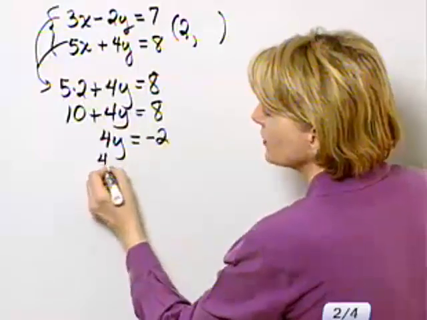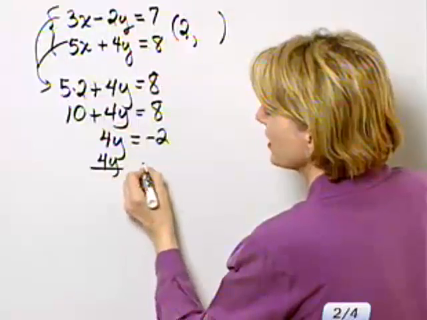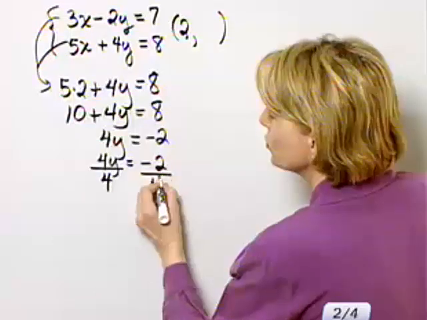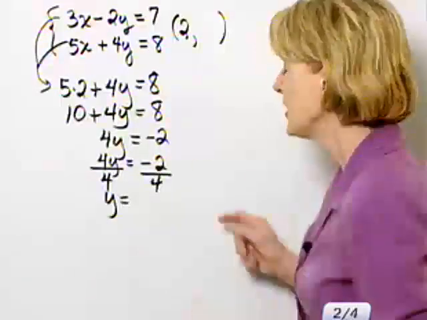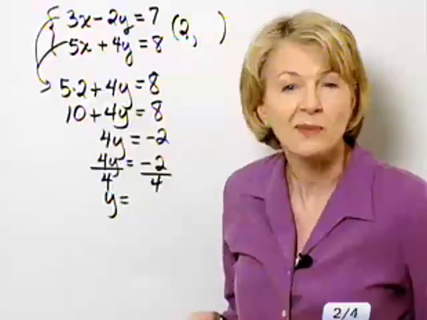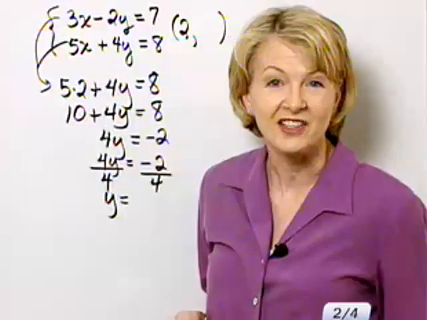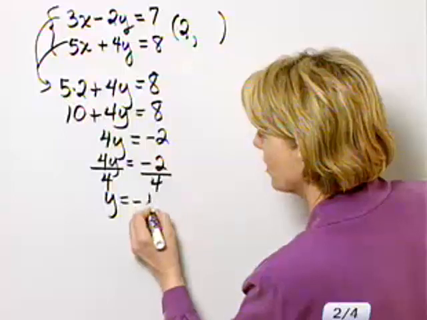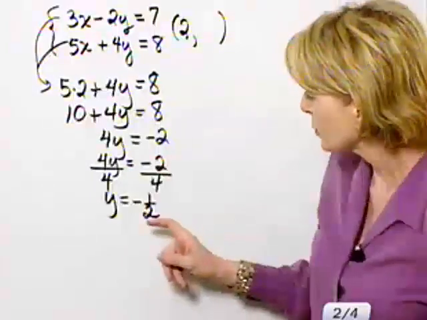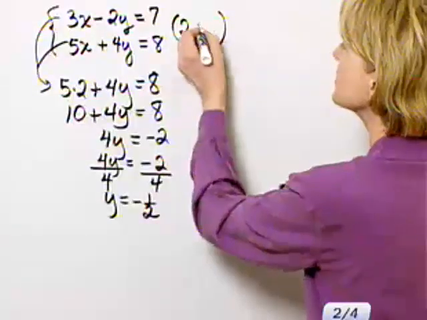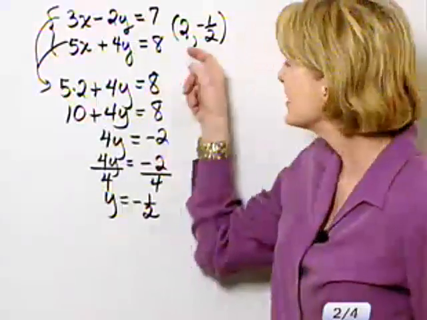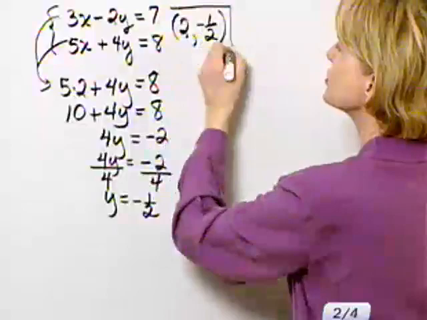Then finish solving by dividing the left side and the right side by the coefficient of y, which is 4. And I'll have y as negative 2 over 4, but go ahead and simplify as usual. That will be negative 1 over 2. So the corresponding y value is negative 1/2. And this is the solution to the system.